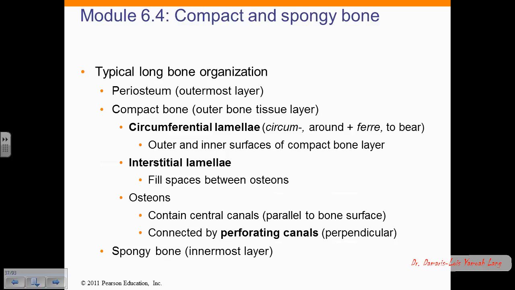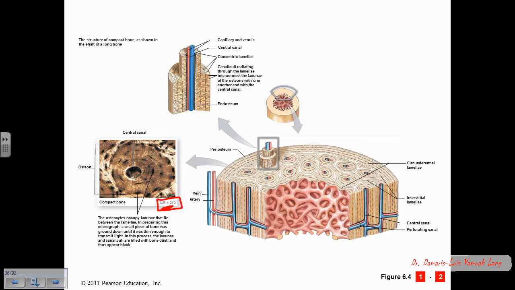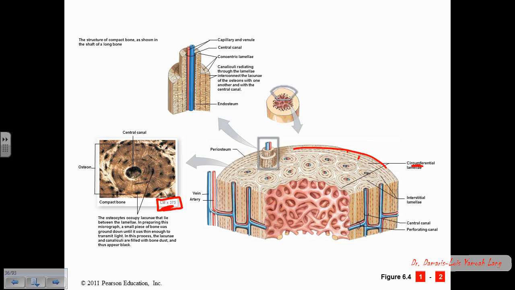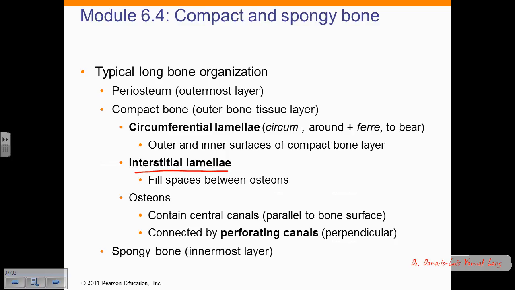And then the circumference of the bone, the whole bone itself, the outer part, you don't see osteons there, but you can still see the arrangement of the lacunae and then the lamellae. So those lamellae in the circumference, they call them circumferential lamellae. And then we have lamellae that are also between the osteons, like over here, over here, over here. They call those interstitial lamellae.